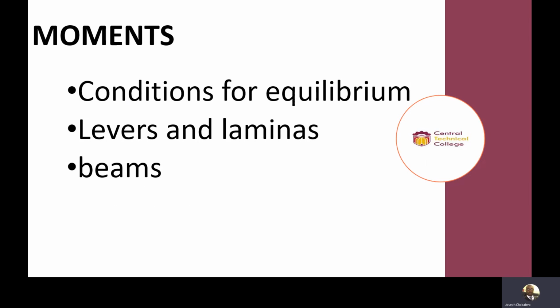In the second module, we're going to look at conditions for equilibrium. We'll touch on some examples, which include levers and laminas, as well as beams. Under the beams, we're mainly going to focus on the law of conservation of moment.